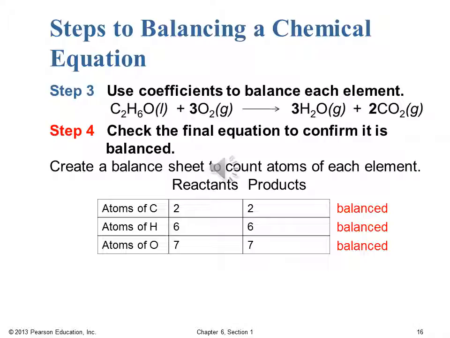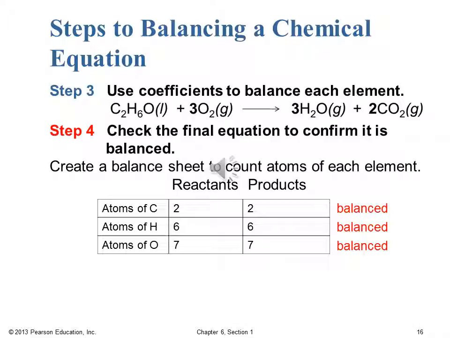Likewise, we started off with 6 atoms of hydrogen on the left-hand side, so only 2 on the right-hand side. So we put a coefficient of 3 there in front of the water molecules to give us a total of 6 hydrogen atoms, 3 molecules of water with 2 atoms of hydrogen each. And now we're ready to consider the oxygen.